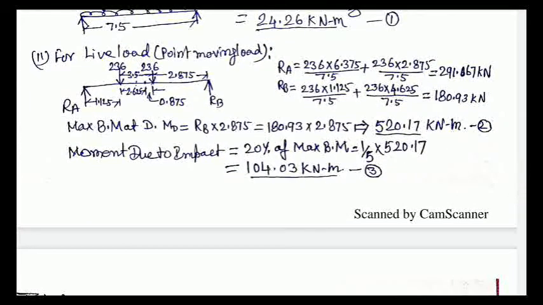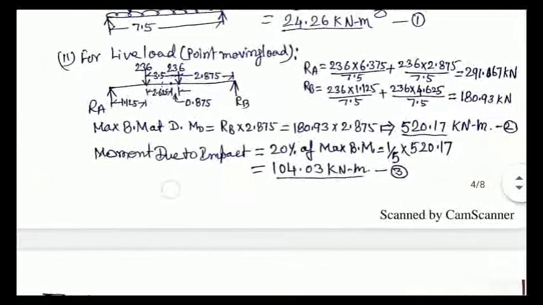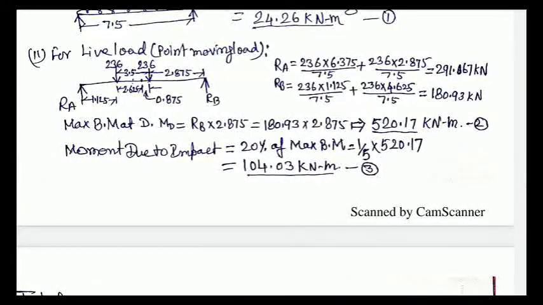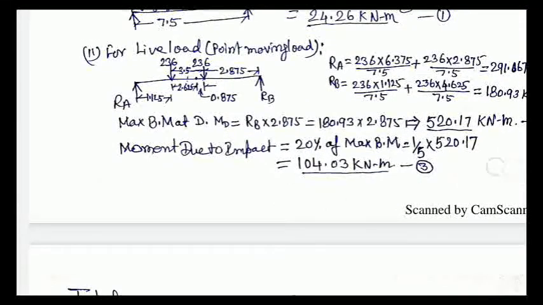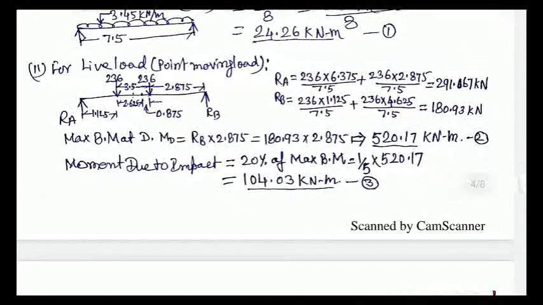Now, because impact load, the effect of impact, will also be there, the moment due to impact, we assume it to be 20% of the maximum bending moment. So the moment due to impact will come out to be 104.03 kilonewton meter.